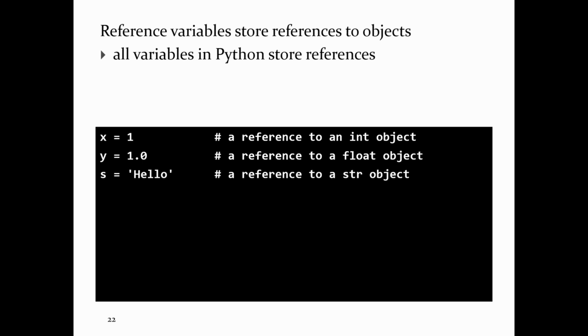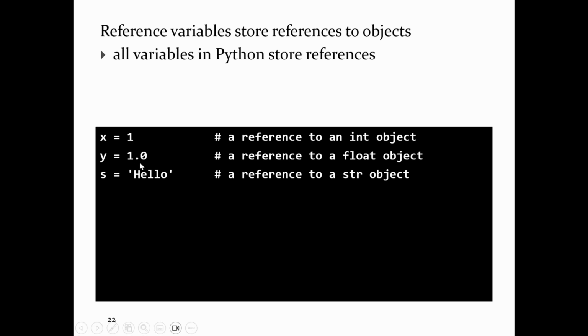All right, so what the heck is a reference type? A reference type, or a reference variable, stores a reference to an object. In Python, all variables are reference types. So when you write x equals 1, the value of x is not 1. In fact, the value of x is something that refers to an object whose value is 1.